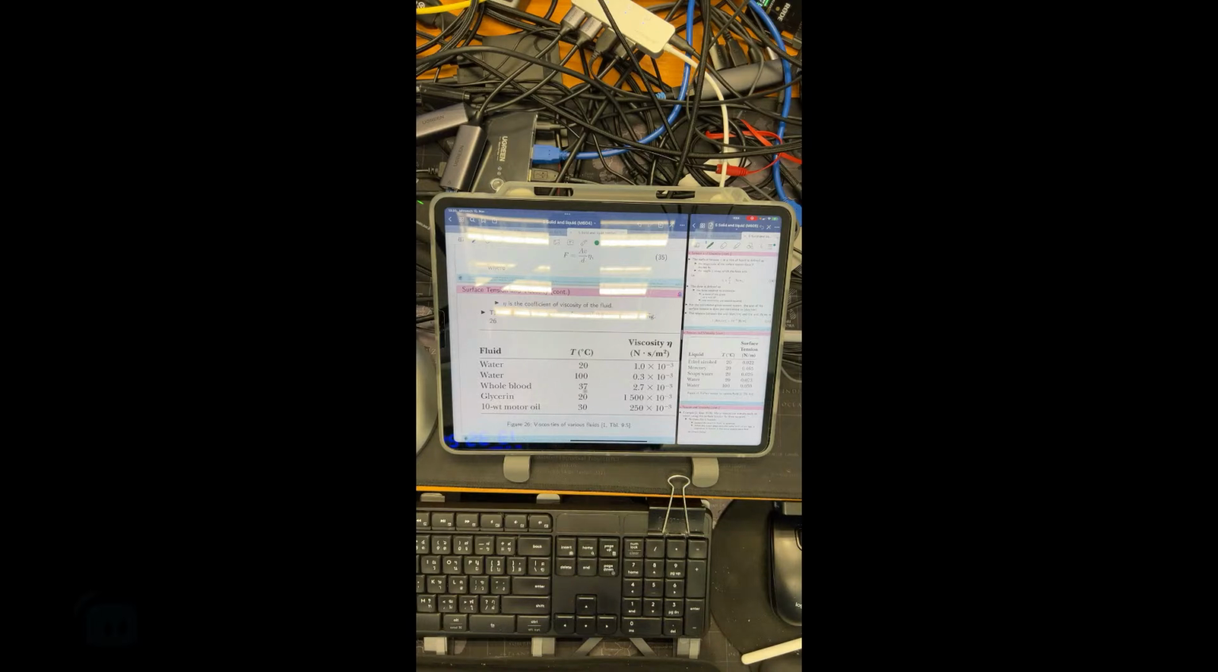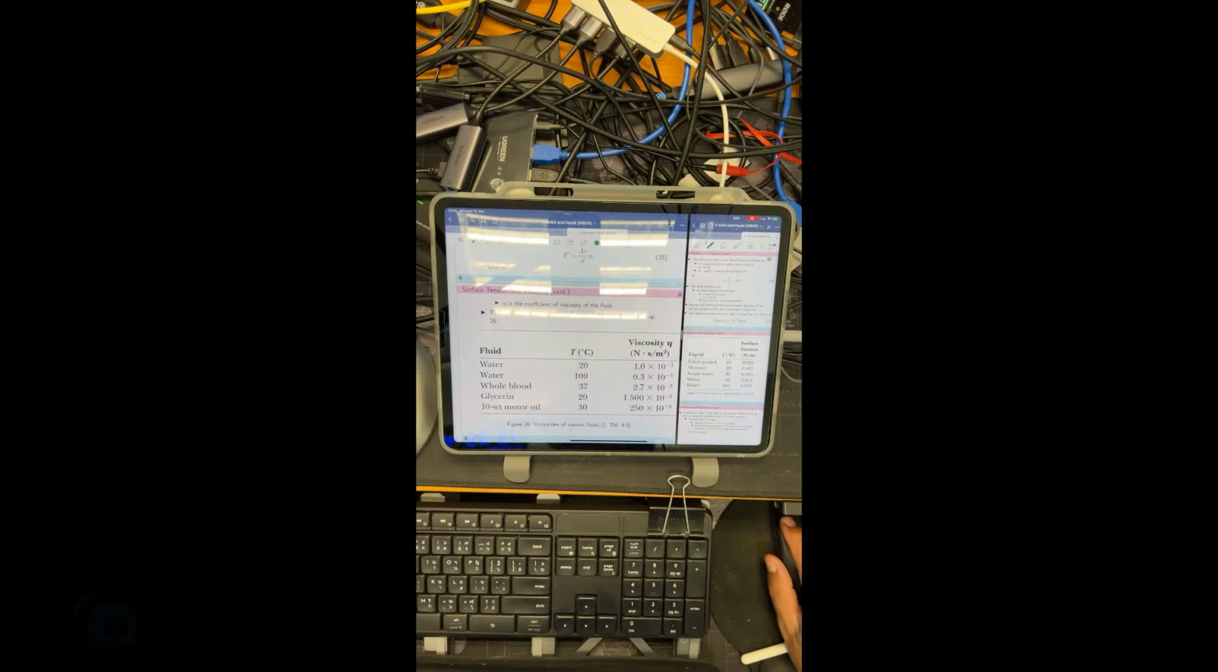Whole blood at the typical body temperature, 37 degrees, has a viscosity of 2.7 times 10 to the negative 3. You can see that the blood has higher viscosity than water, right?